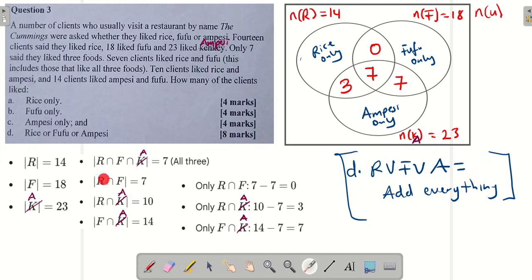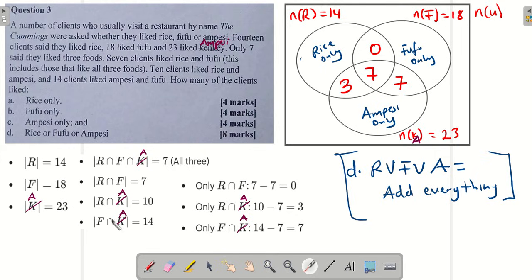The intersection of R and F was 7. So if R and F was 7 and all the 3 is 7, it tells you that here must be 0. Then R and A was 10. If R and A is 10 and here is already 7, then it means that here has to be 3. Good, so I've done the subtractions here. Then, so these are the onlys.